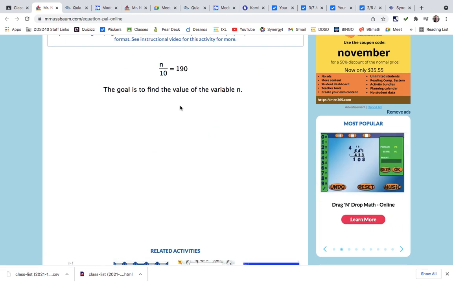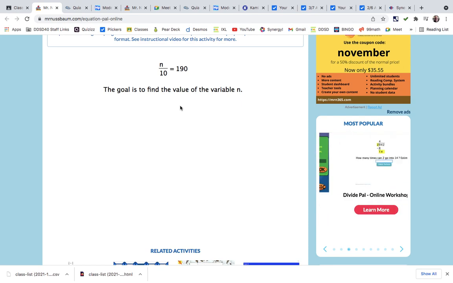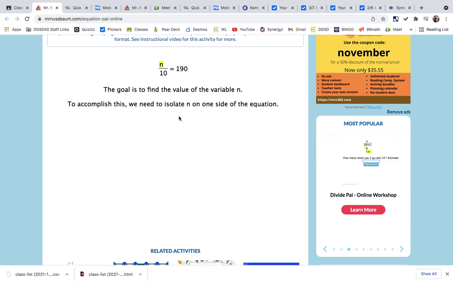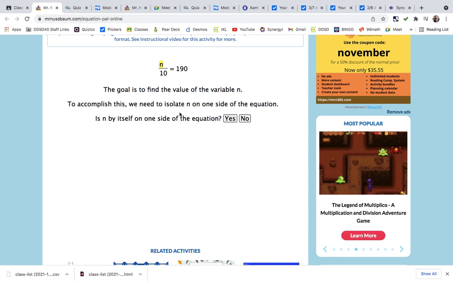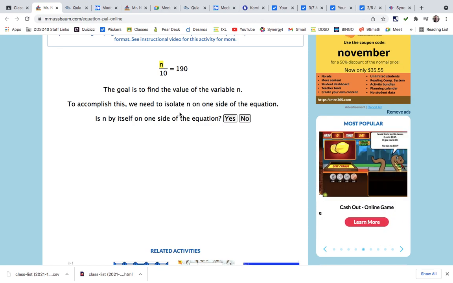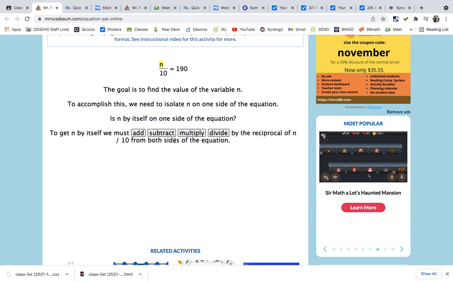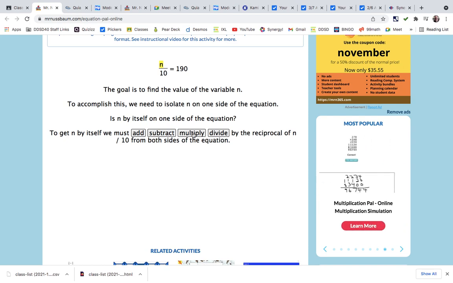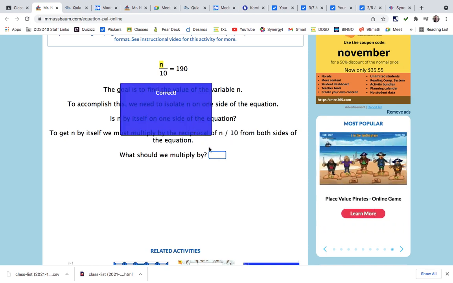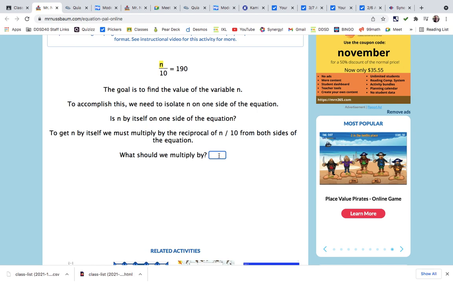We just did one-step equations. So the goal is to find the value of the variable. To accomplish this, we need to isolate n on one side of the equation. Is n by itself? No. So it gives you some feedback that you're correct. And n was divided by 10, so we're going to multiply by the very 10 that it was divided by.